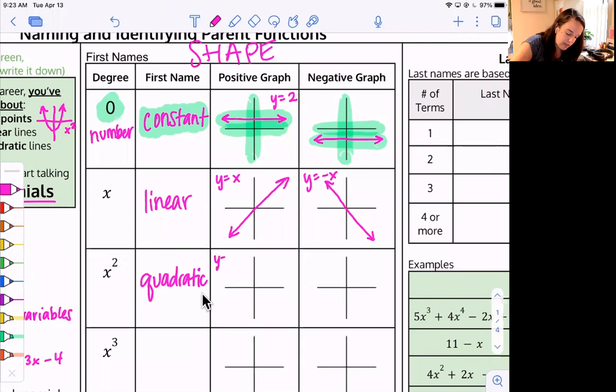So if we have y equals x squared, we've got that up like a cup version. Remember, positive graphs go up at the end. Negative graphs go down at the end. So we have our negative x squared, looks like this. Negative x squared, like that.